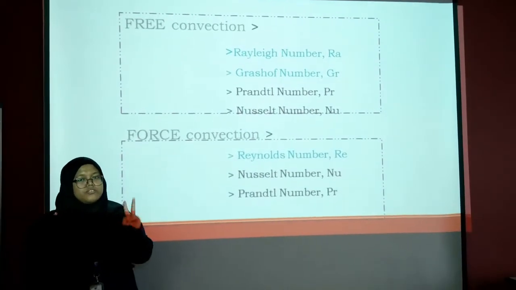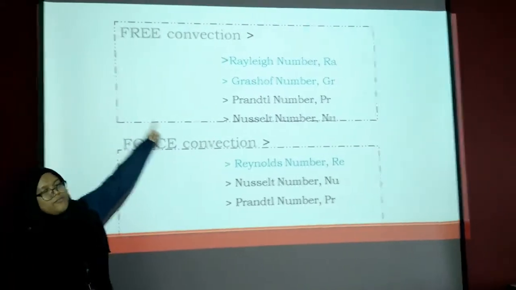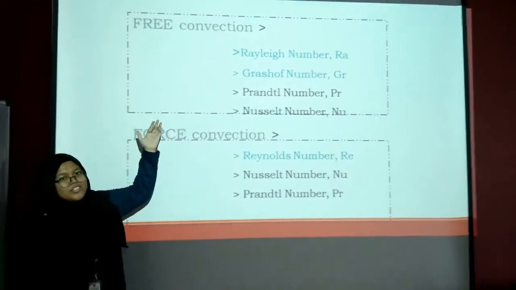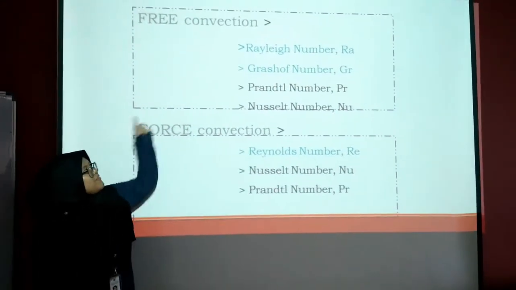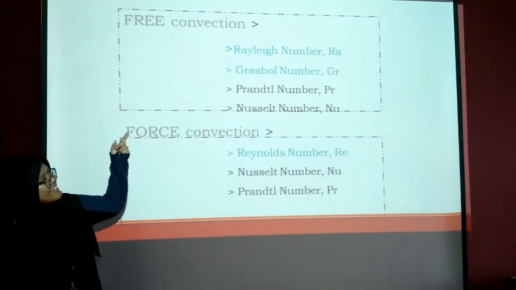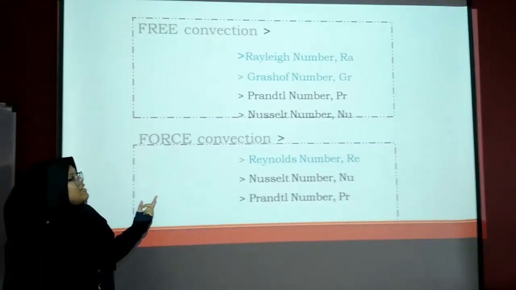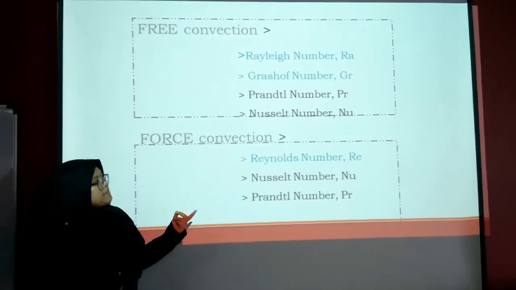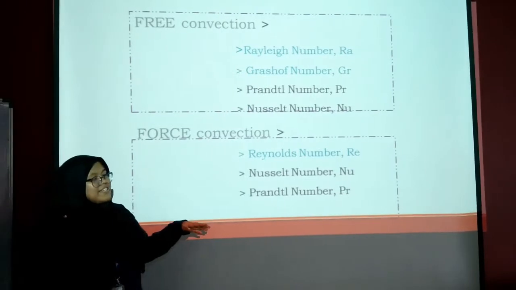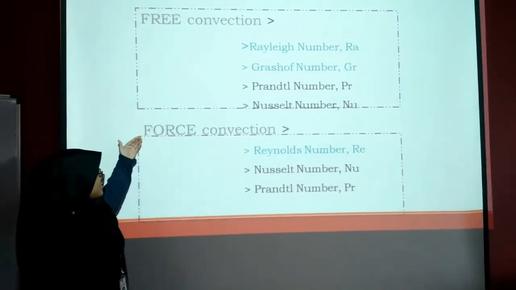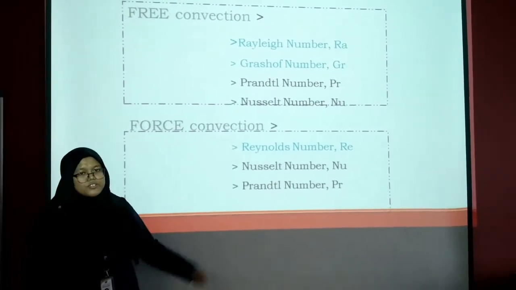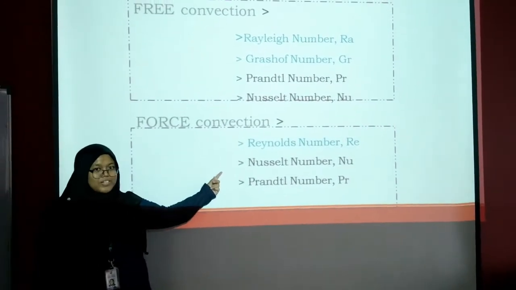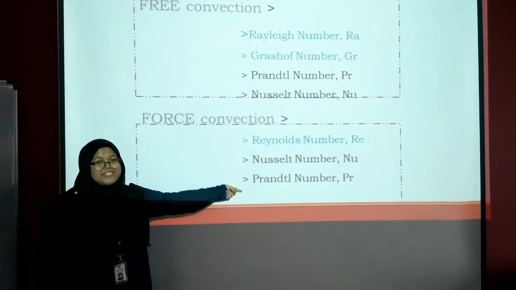There are two types of convection. The first one is free convection, and the second one is forced convection. Free convection is divided into four things. The first one is Rayleigh number, Ra. The second one is Grashof number, Gr. The third one is Prandtl number, Pr. And the fourth one is Nusselt number, Nu. And the second, forced convection, is divided into three. The first one is Reynolds number, Re. The second one is Nusselt number, and the third one is Prandtl number.